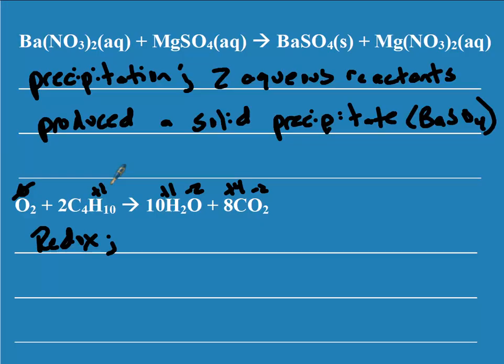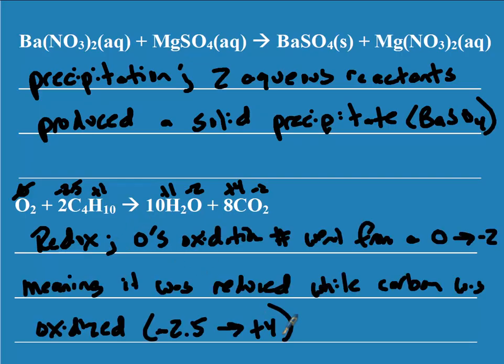Oxygen went from a 0 to a -2, and then carbon was a little tricky. We have hydrogen is a +1, and we have 10 of them, so that's +10. So carbon is 10 divided by 4, or a -2.5. Normally you can't have a negative or a decimal oxidation number, but that's what happens here in butane. So your full answer should have been redox. Oxygen's oxidation number went from a 0 to a -2, meaning it was reduced, while carbon was oxidized, -2.5 to a +4.